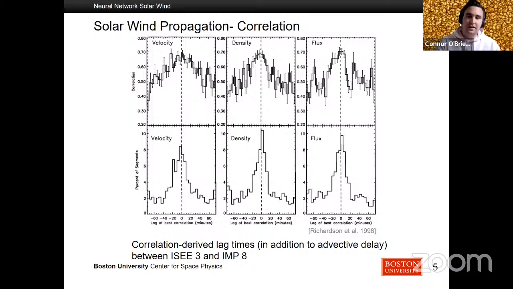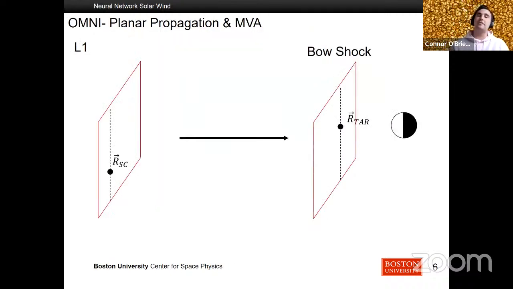So you can obviously then say, well, we could just do this correlation analysis, and that should work great. This works great when you have spacecraft outside of Earth's magnetosphere, spacecraft in the solar wind, and as soon as you don't have that anymore, this becomes less reliable. So what's more often used nowadays is a technique called planar propagation combined with minimum variance analysis. These are the underlying algorithms that do this propagation for the Omni dataset, which many of us are familiar with.